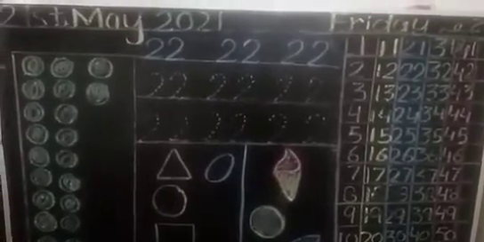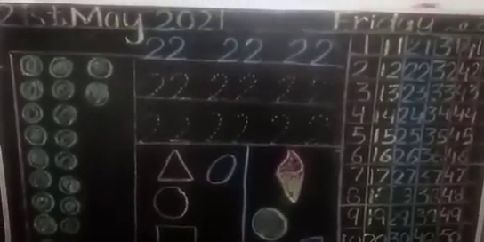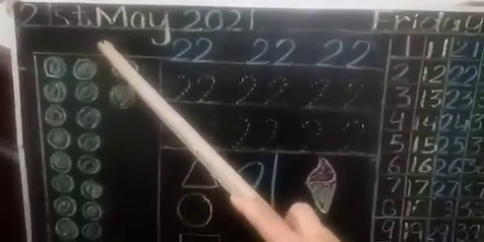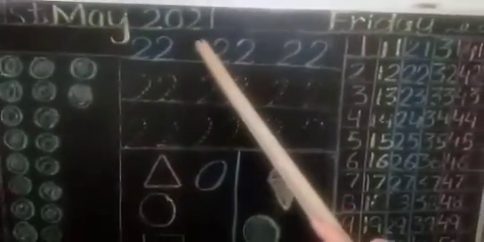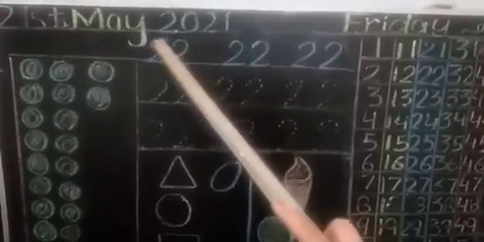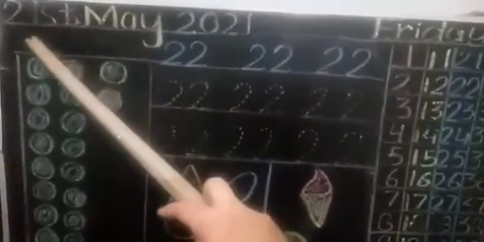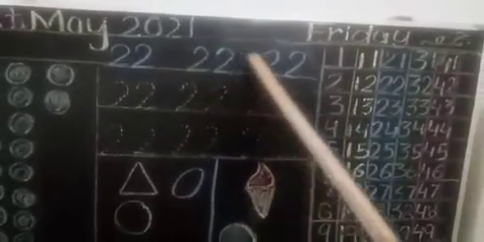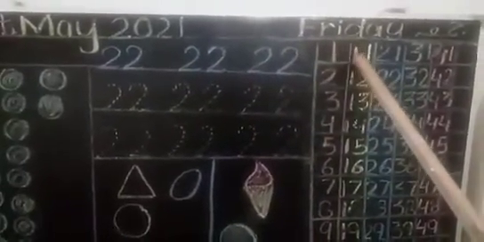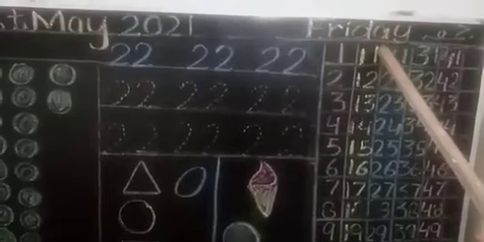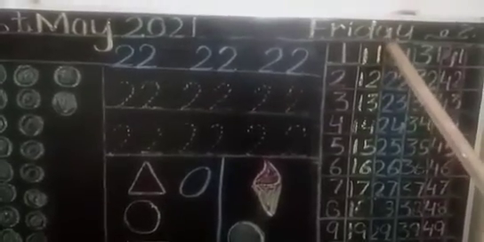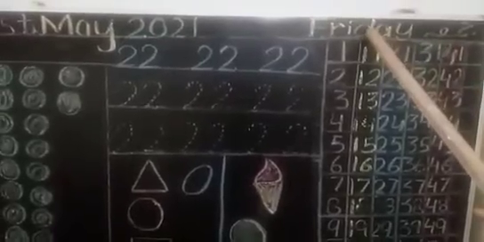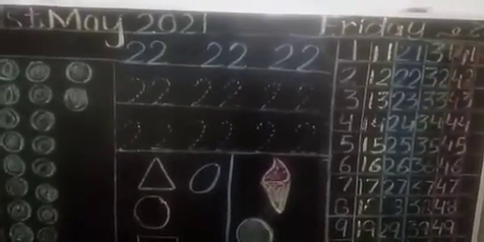Bismillahir Rahmanir Rahim. Okay, dear students, today the date is 21st May 2021. What is the date today? 21st May 2021. And today the day is Friday. What is the day today? Friday. Friday को उर्दू में क्या कहते हैं? जुमा. Friday को उर्दू में कहते हैं जुमा.